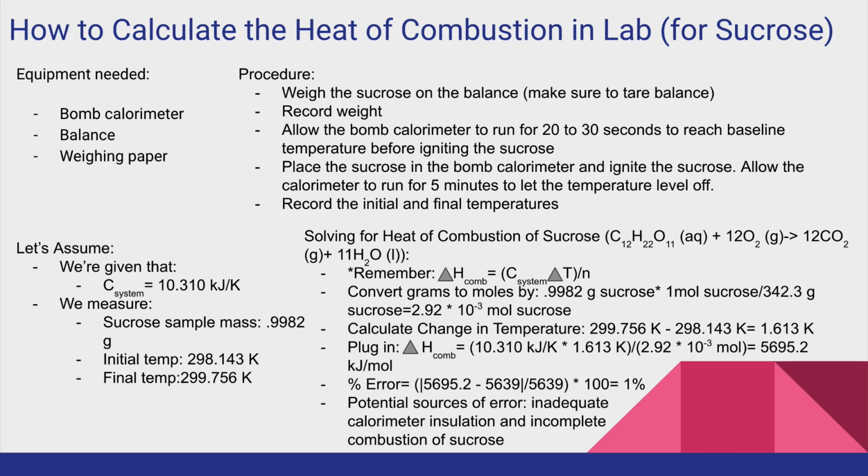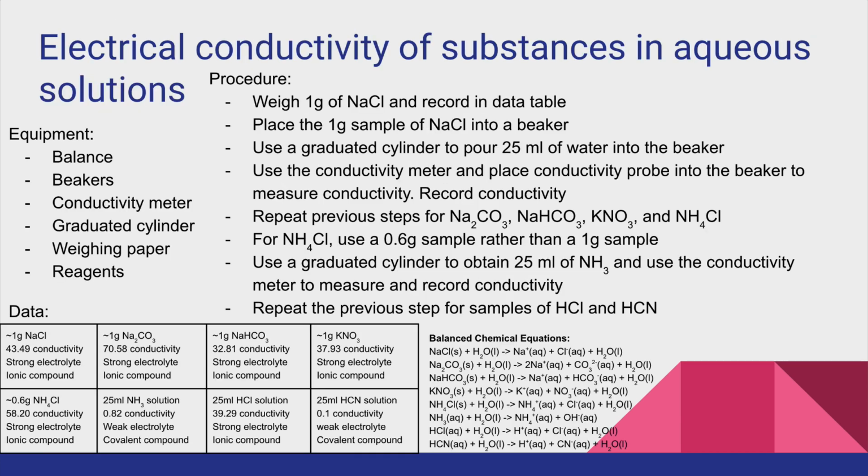Still, there are some potential sources of error, and these can include inadequate calorimeter insulation, which can let some heat escape and therefore change our value for the heat of combustion, or also there could have been incomplete combustion of the sucrose. So an incomplete combustion of the sucrose would mean again that it would change our value for the heat of combustion of sucrose.